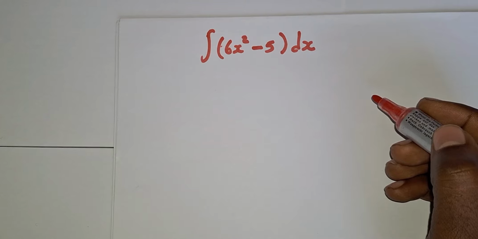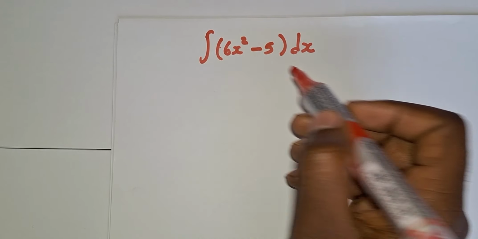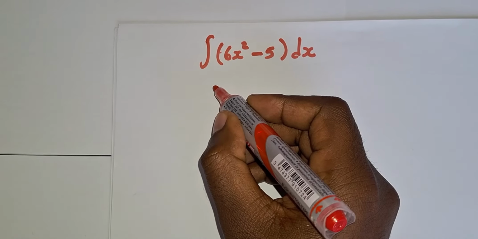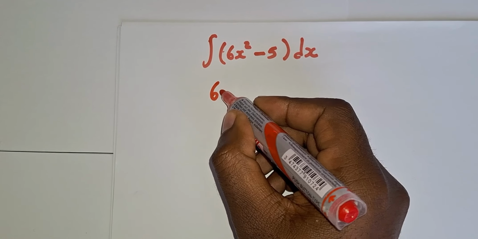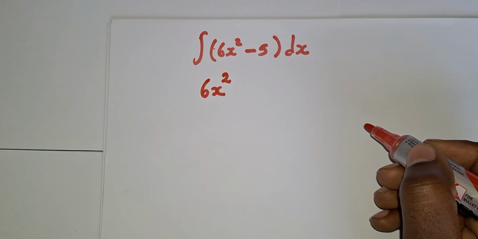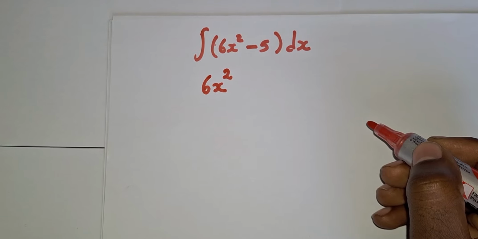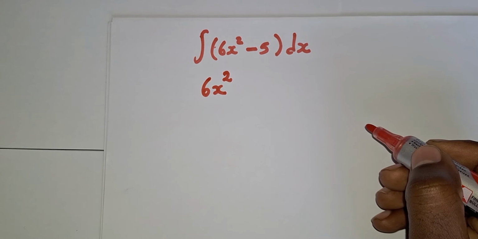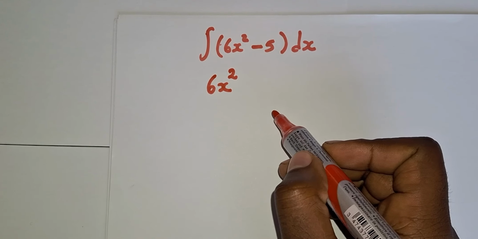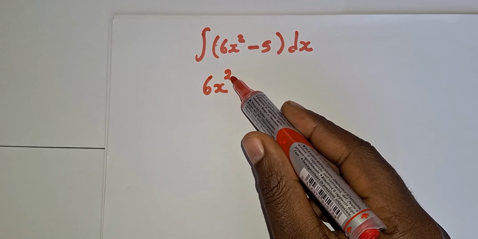How do we integrate? First of all, let's copy the first term inside the integration expression. The first term is 6x squared. Now what do we do? Since we are integrating, we have to look at the exponent part of this variable that we are respecting, which is x. So x squared.